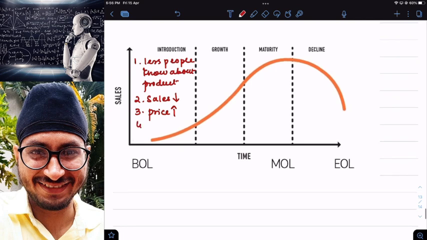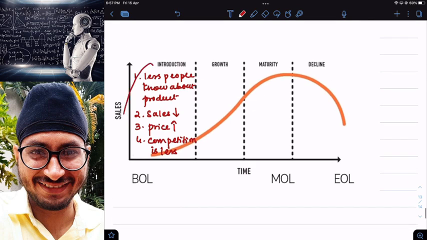And since very less number of people know about my product, sales are very less, price is high, competition is also less. Competition is also very less. Clear? Very less competition. Price is more, sales will be less, competition will be less. Very less number of people come to know about my product.